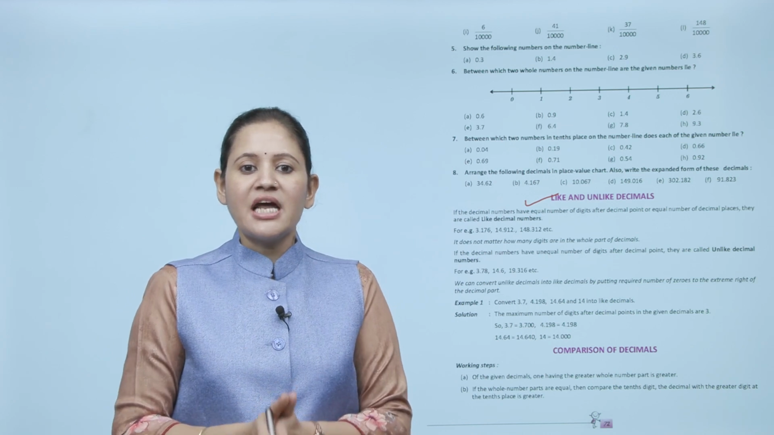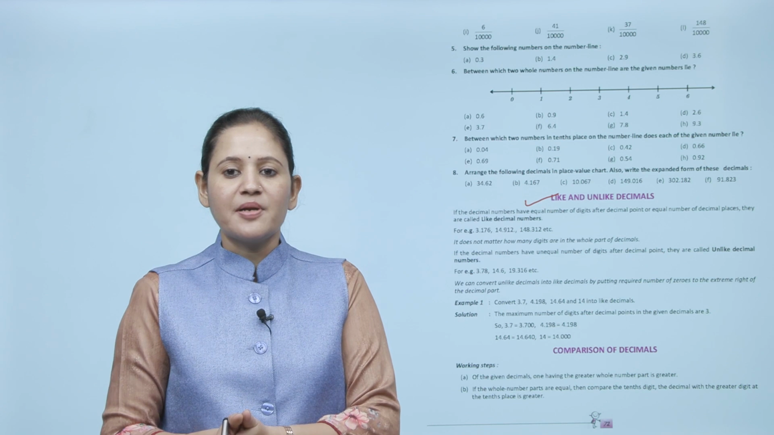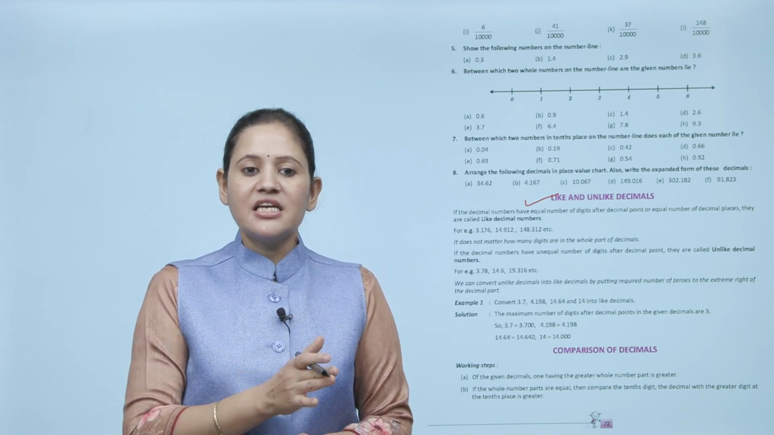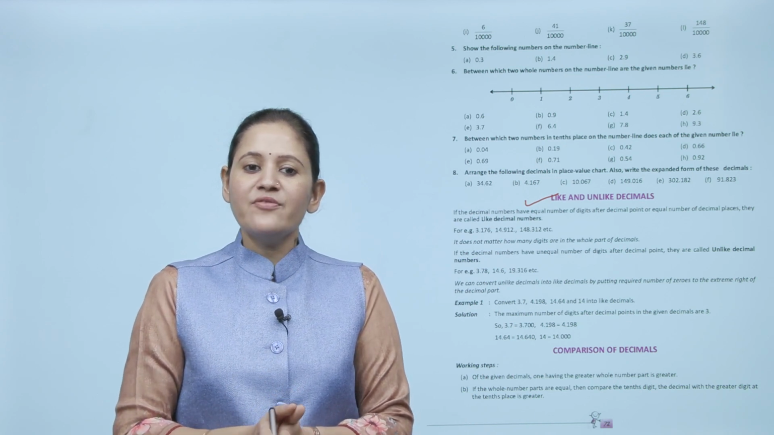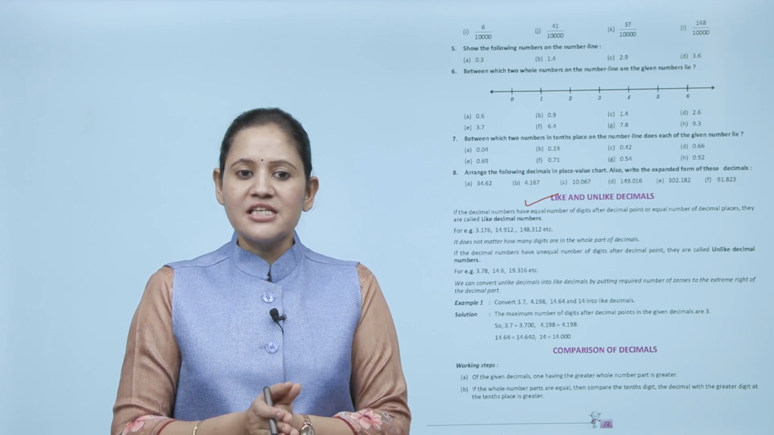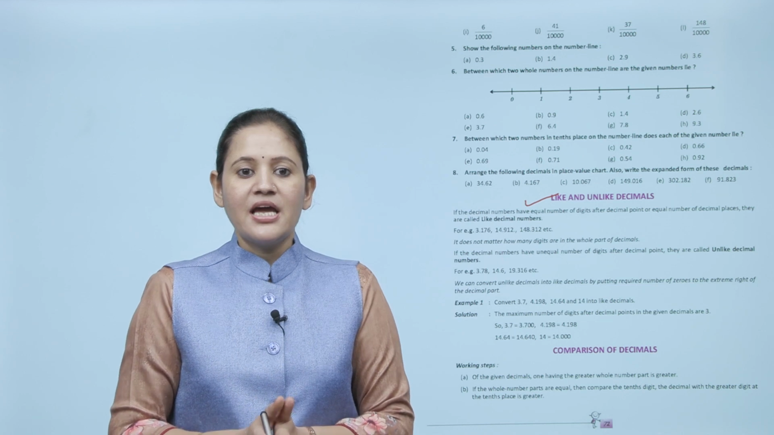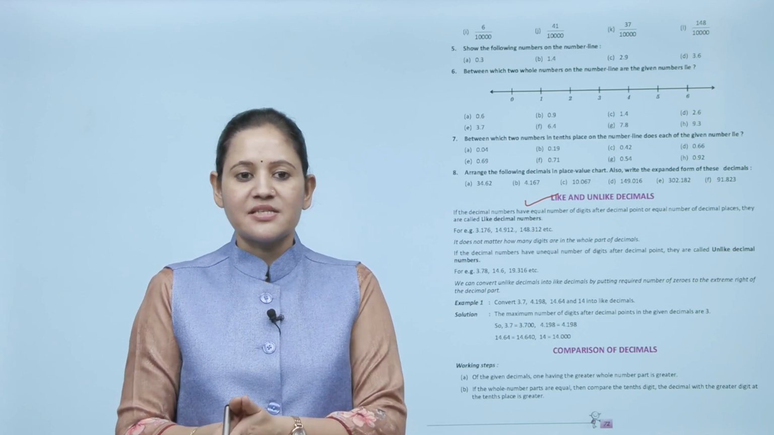If the decimal numbers have an equal number of digits after the decimal point, or equal number of decimal places, they are called like decimals. For example, 3.176, 14.912, 148.312, etc. All these have 3 digits after the decimal, so they are like decimals. It does not matter how many digits are in the whole part of the decimal.